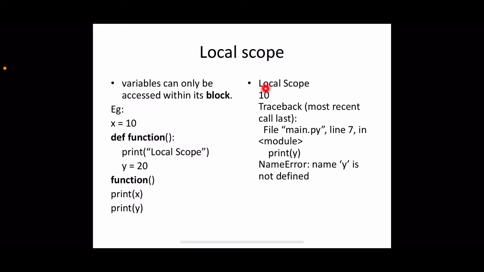So let us analyze the output of this function. First is "local scope", because we are calling the function here. So the first statement, print "local scope", will be displayed. After that, next is print x, so the value of x will be printed, that is 10. Then we are printing y. What's y actually? It is unknown for the entire program, it is within the function only. It is local only, so an error will be generated for that. What's the error? NameError: name 'y' is not defined. It is not known to the program outside this function. So that is local scope.